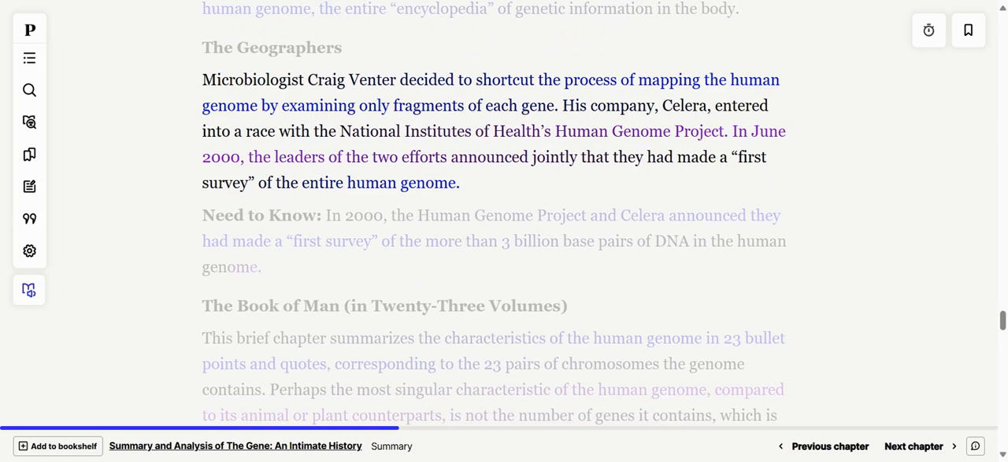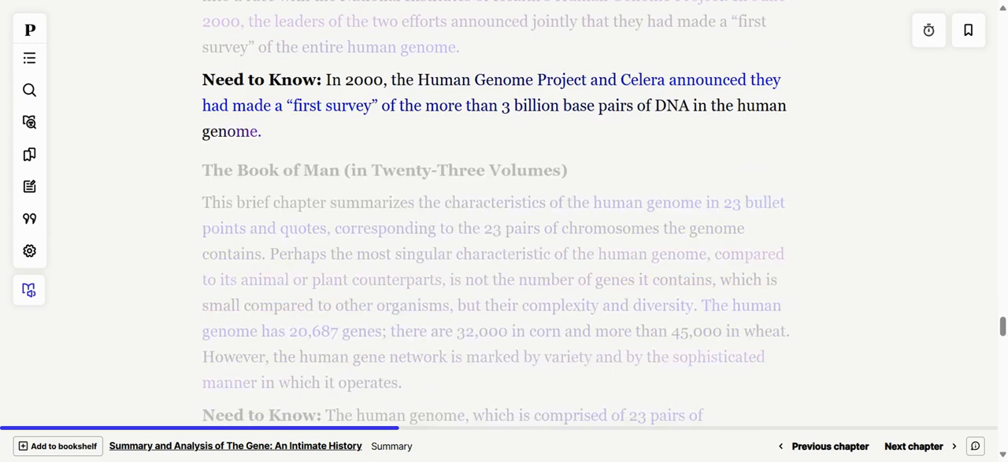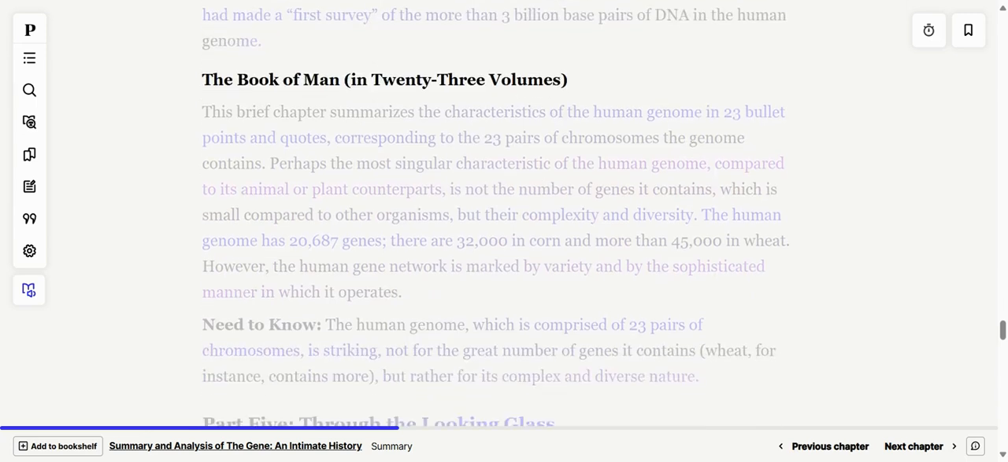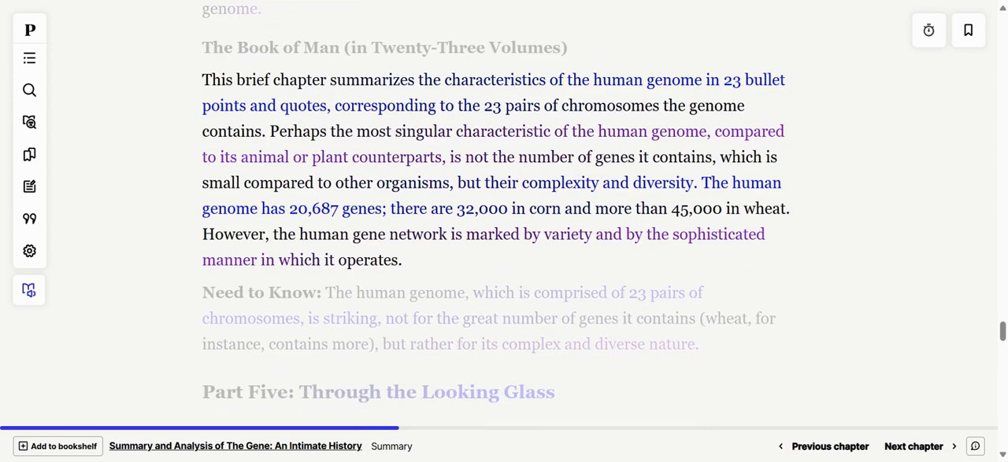The Book of Man, in 23 volumes. This brief chapter summarizes the characteristics of the human genome in 23 bullet points and quotes, corresponding to the 23 pairs of chromosomes the genome contains. Perhaps the most singular characteristic of the human genome, compared to its animal or plant counterparts, is not the number of genes it contains, which is small compared to other organisms, but their complexity and diversity. The human genome has 20,687 genes, there are 32,000 in corn and more than 45,000 in wheat. However, the human gene network is marked by variety and by the sophisticated manner in which it operates.